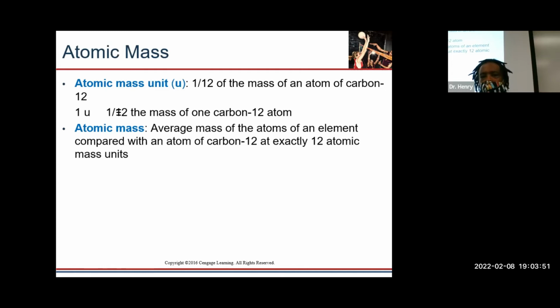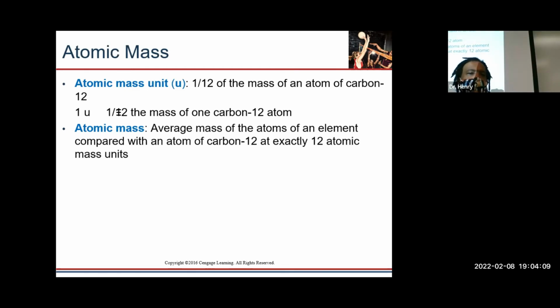So our periodic table is based upon carbon-12 because that was the one that we revolved around. Carbon is going to be very important to us too, right? And so it kind of makes sense that it's based upon carbon-12. All life revolves around carbon, right?